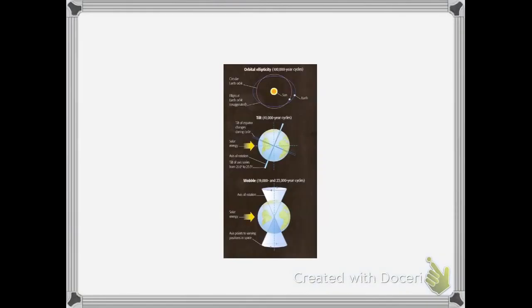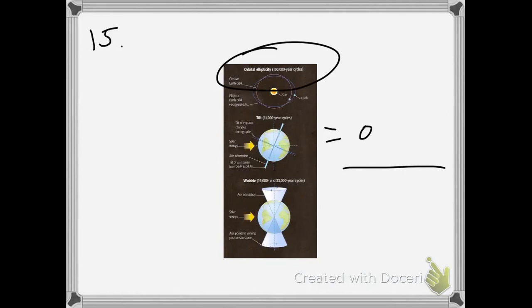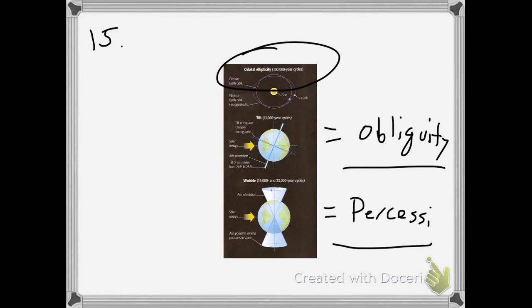Okay, here is our final question here, number 15. This one is clearly labeled for you. This is the ellipticity, or eccentricity as we call it in class. Okay, this one is a tilt, which starts with an O. And this one is a wobble, which starts with a P. So can you name the tilt of the Earth? What's the O word? Okay, that's obliquity. And the P word to describe the wobble that the Earth makes on its axis is precession.